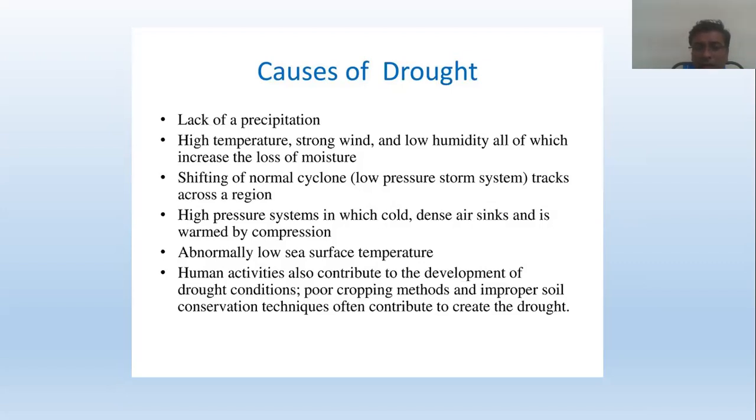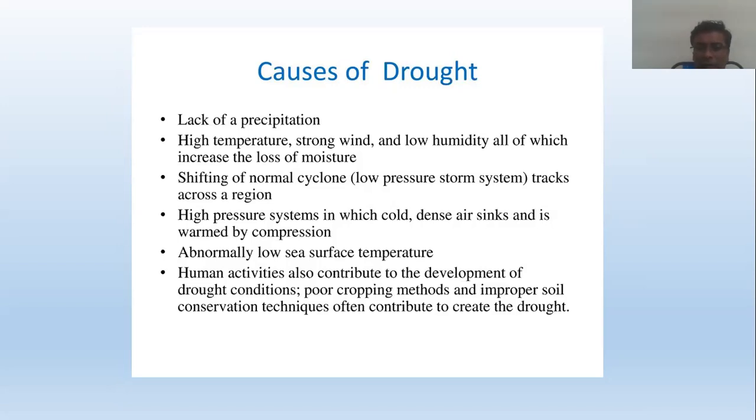Another major reason is high temperature, and also wind direction. Because of strong winds, the clouds move from one area to another, so drought is created. When the temperature is very high, the humidity is obviously very low. When moisture is very low, it is very difficult for clouds to go from condensation to the precipitation process. That is why drought is created.